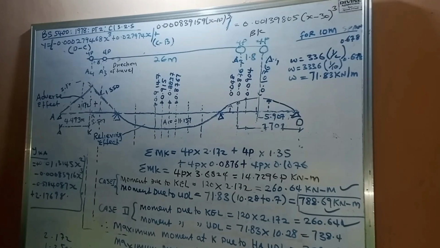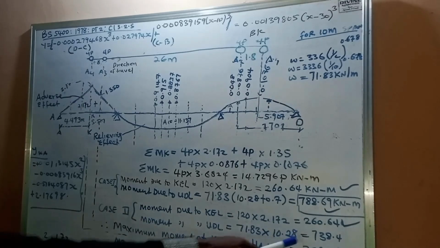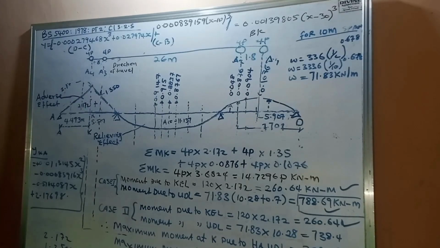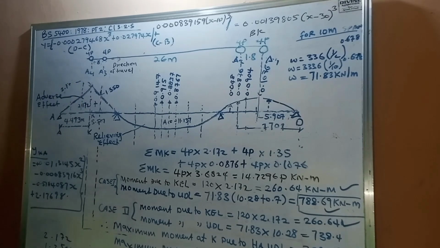Okay, so this is most likely to give us the highest moment, but let's check for load case two. In load case two, we are going to load only this span. If we load only that span, we are going to have that the maximum moment due to UDL will be 71 times the area of this shape, which is 10.2. That gives us 738.4. Now, with the UDL, the knife edge load still remains at that point, so it becomes 260.64 kilonewton meters. So we can conclude that the maximum moment at point K due to UDL is 788.69 kilonewton meter, which is the highest moment you can get from the UDL, while that of the knife edge load remains at that point, so that is 260.64 kilonewton meters.